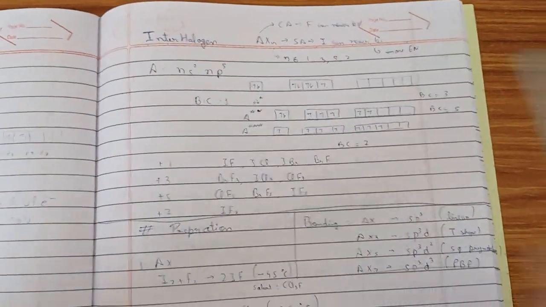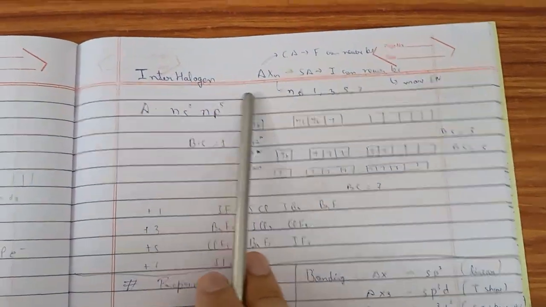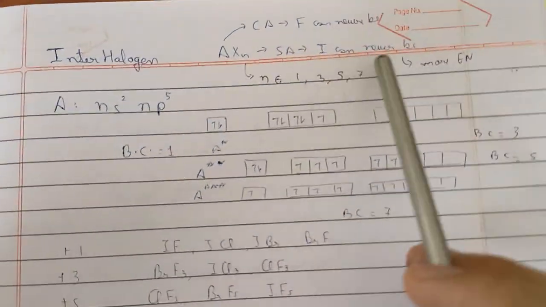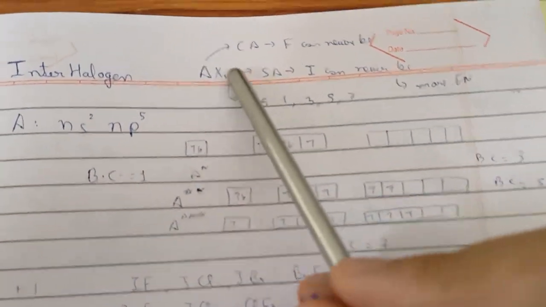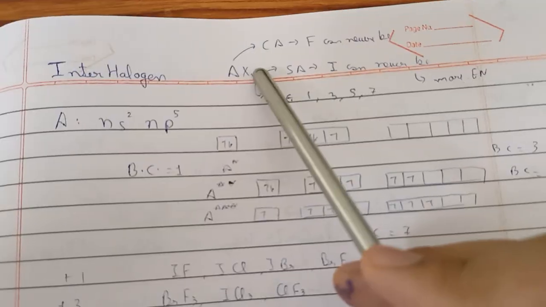What's up, gang? In this video we are going to discuss interhalogen compounds, AXn. So let's begin with the basics. This is going to be a long video. In AXn, A is the central atom and Xn are the side atoms.